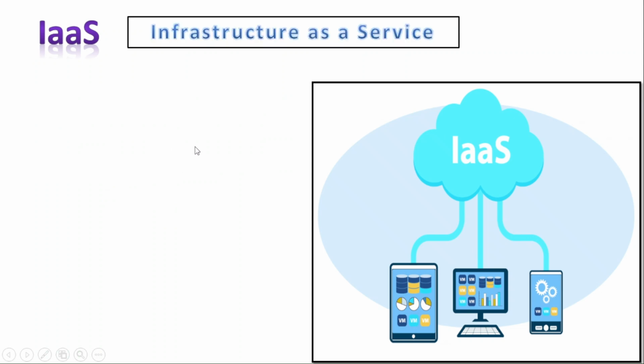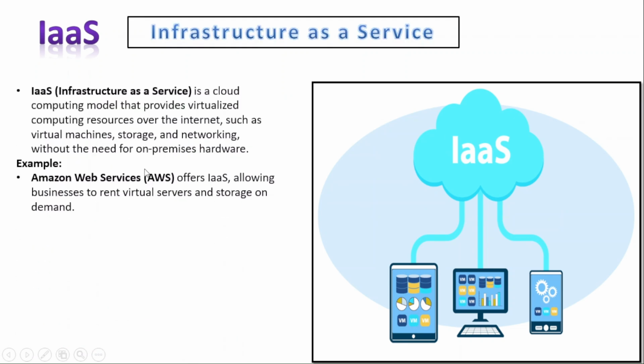IaaS, that is infrastructure as a service. So IaaS, infrastructure as a service, is a cloud computing model that provides virtualized computing resources over the internet such as virtual machines, storage, and networking without the need for on-premises hardware. Example, Amazon Web Services, that is AWS, offers IaaS or infrastructure as a service, allowing businesses to rent virtual servers and storage on demand.